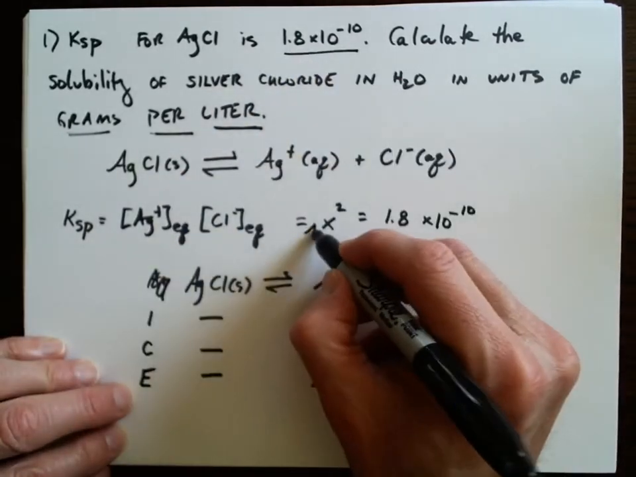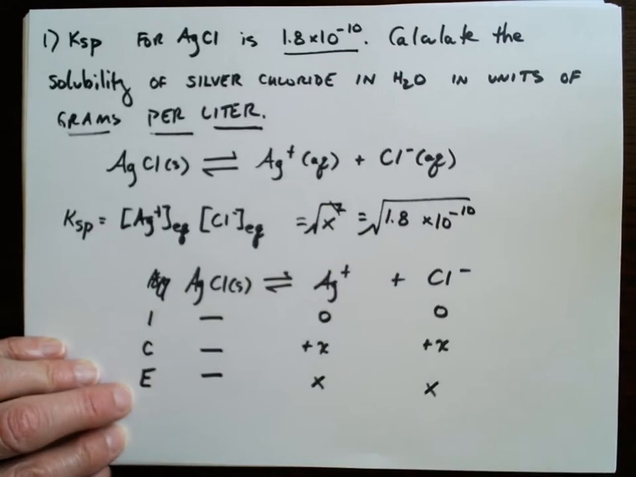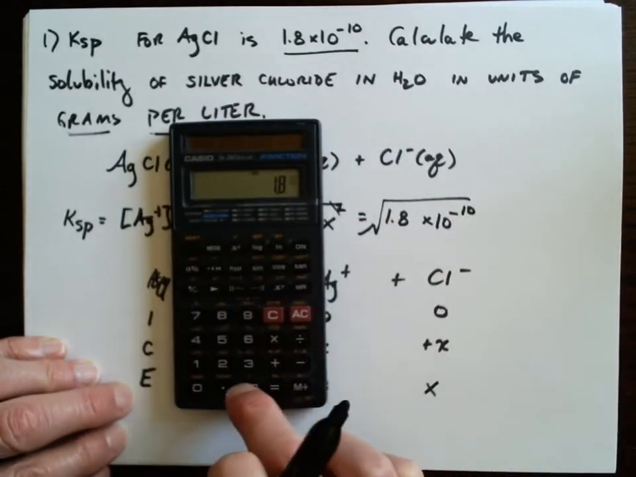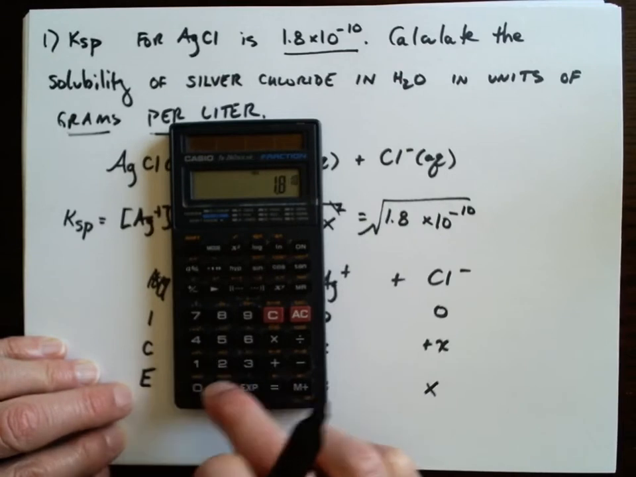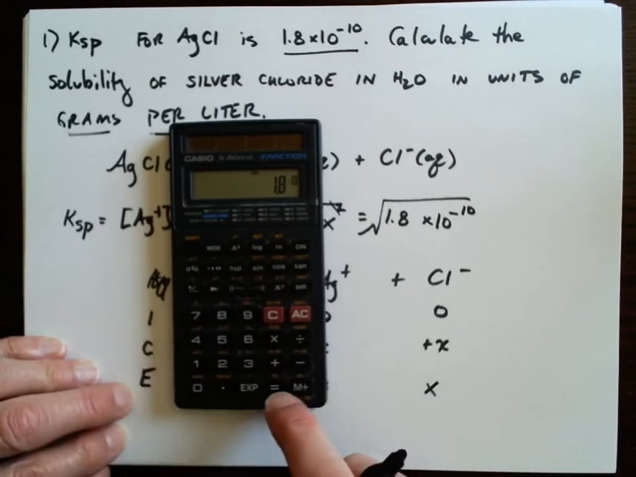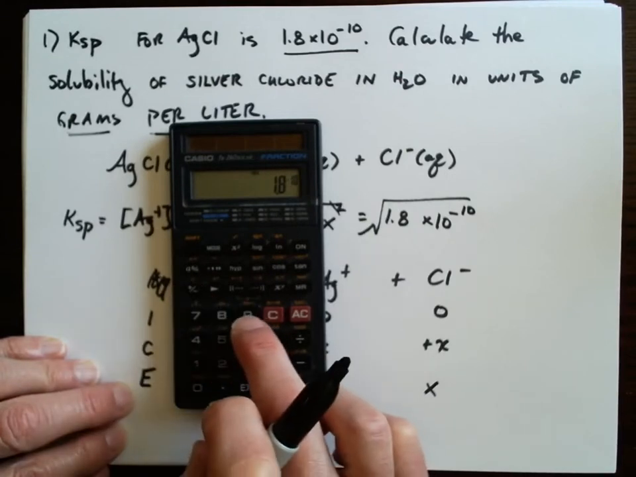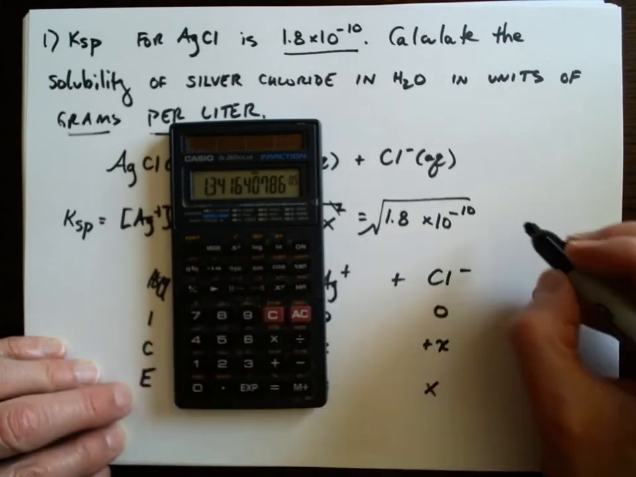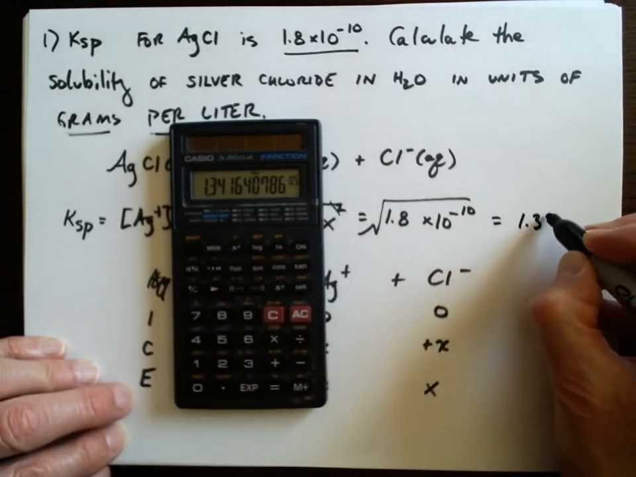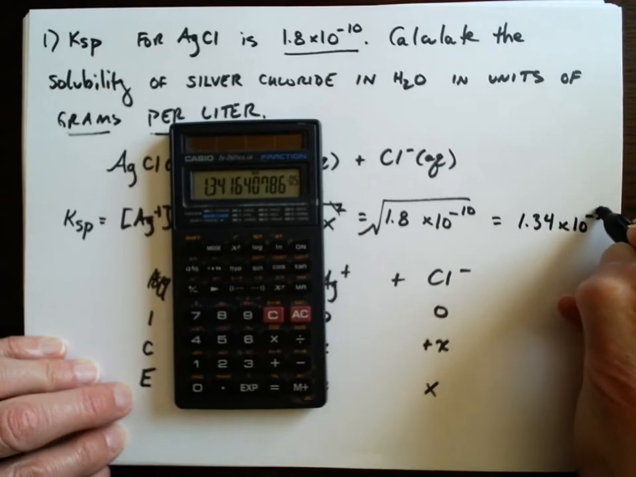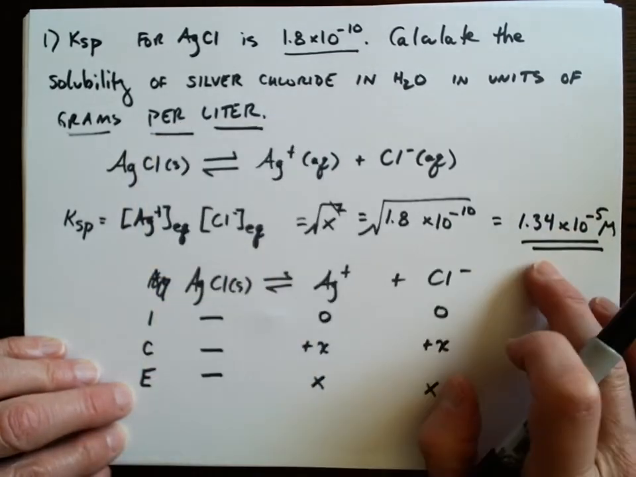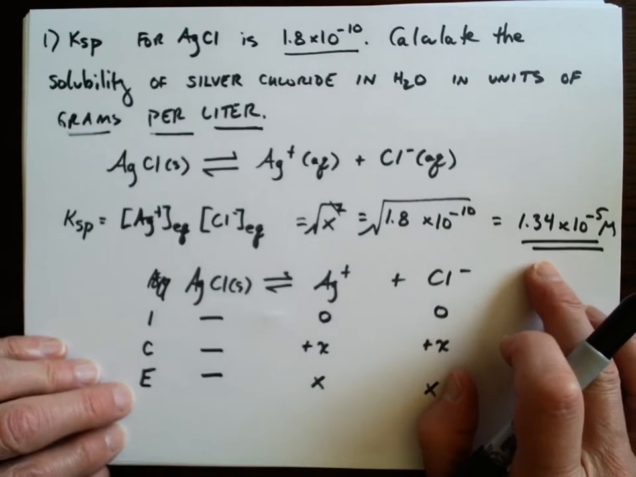Well, that's easy to solve. I'm just going to take the square root of both sides of this. So 1.8 times 10 to the negative 10, let's take the square root of that. And I get 1.34 times 10 to the negative 5. That's units of molarity. Remember, we get molarities when we're doing equilibrium problems.